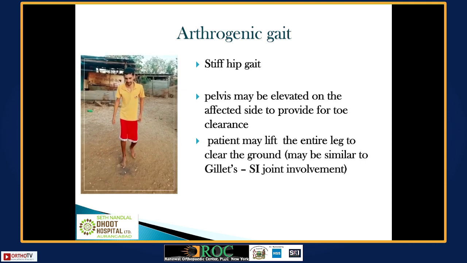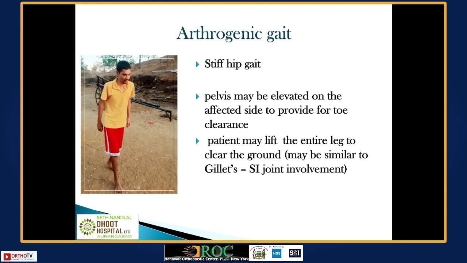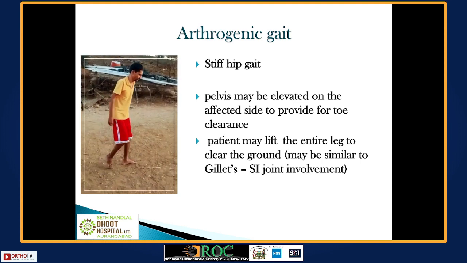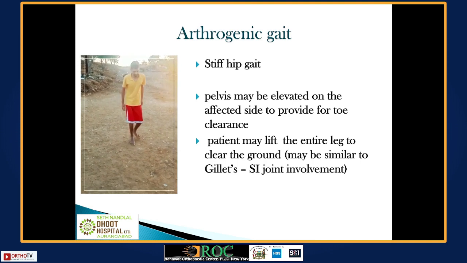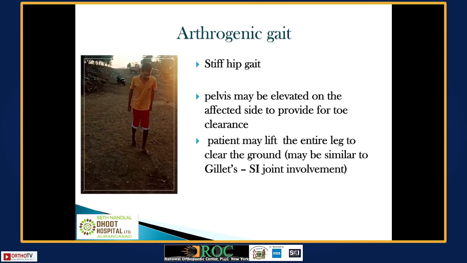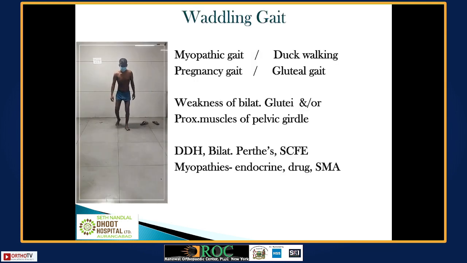The third one is the arthrogenic gait, also called the stiff hip gait. You can see this patient, he has bilateral fused hips. The left side was operated with a total hip, the right is still a stiff hip. So, in this case, the pelvis is elevated and the patient tries to lift the pelvis, or hip hiking as they call it, to clear the toe.